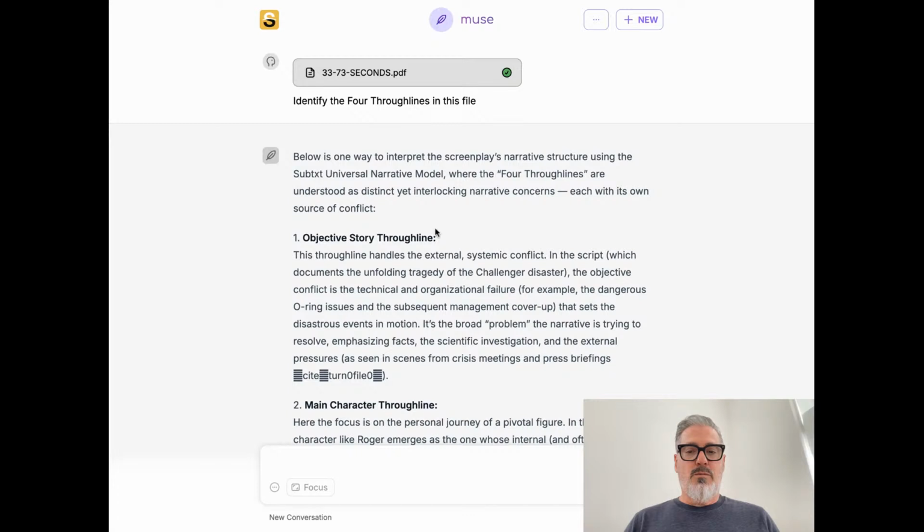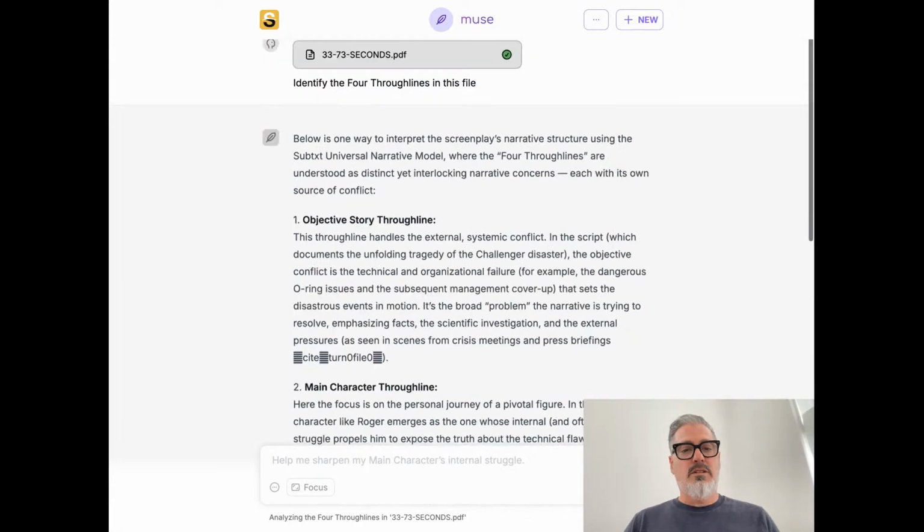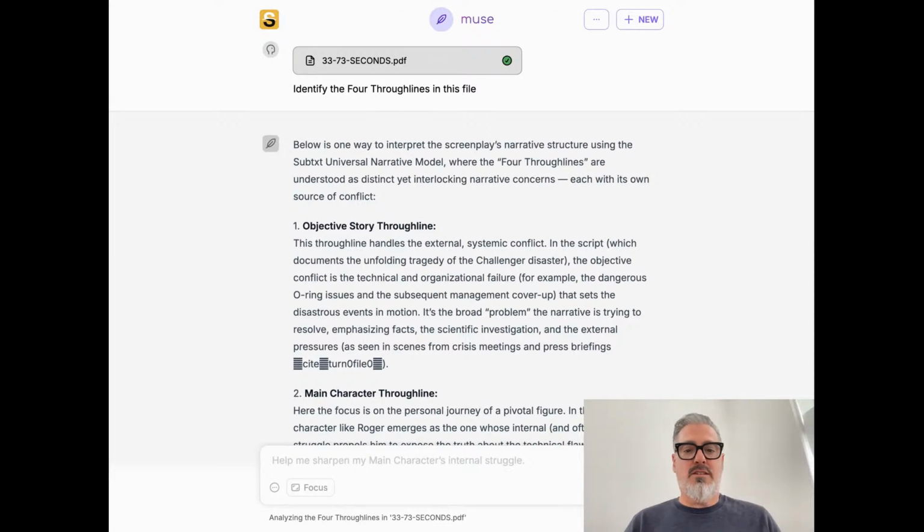So below is one way to interpret the screenplay's narrative structure using the subtext universal narrative model, where the four through lines are understood as distinct yet interlocking narrative concerns. So it went through and looked again at the very beginning of the analysis of it, and it split out the objective story through line, which, as I explained, documents the unfolding tragedy of the Challenger. The objective conflict is the technical and organizational failure, for example, the dangerous O-ring issues and subsequent management cover-up, that sets the disastrous events in motion. It's the broad problem the narrative is trying to resolve, emphasizing facts, the scientific investigation, and the external pressures.